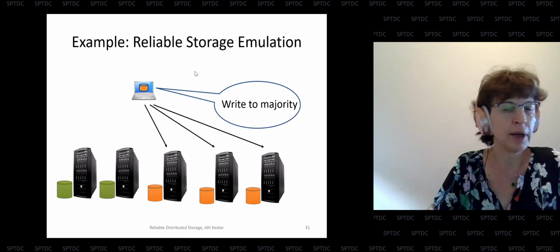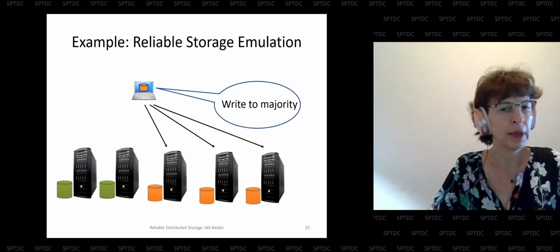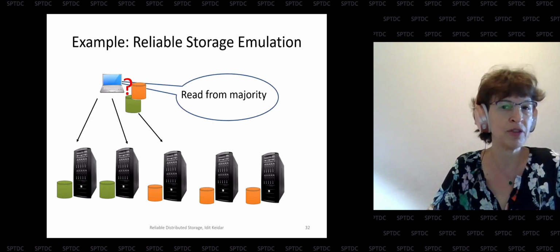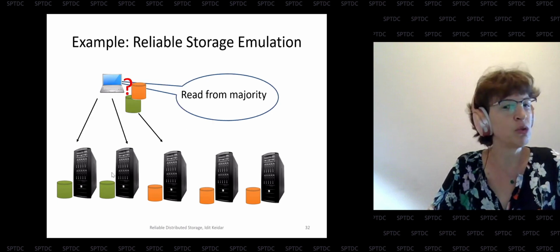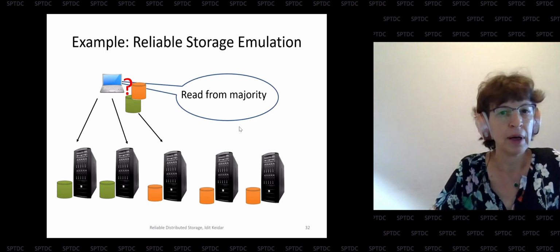Now the writer wants to write the orange value. Again, it writes to a majority, but this time these 2 servers on the left are very slow, so the writer doesn't manage to write to them. And again, it can't wait for more than n minus f responses because they might have been faulty. So it returns and leaves the storage in this situation with 3 orange copies and 2 green copies.